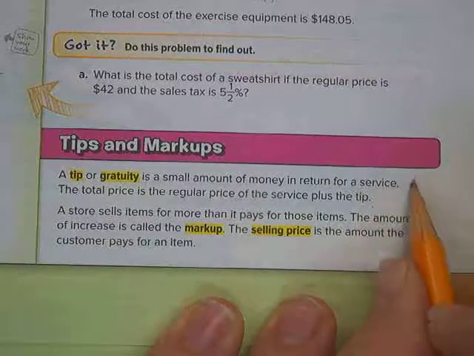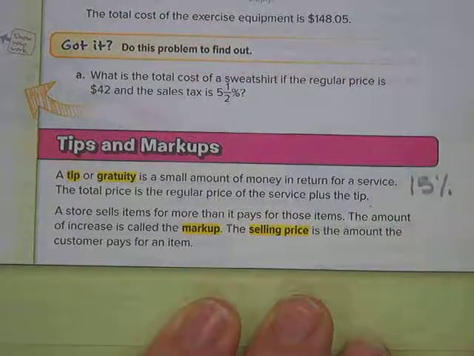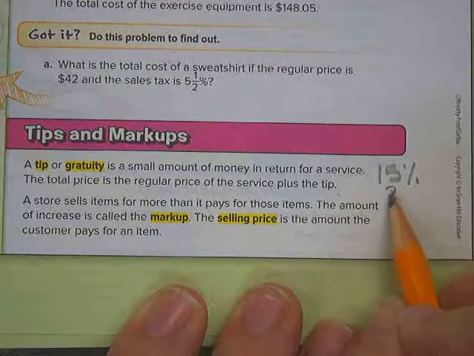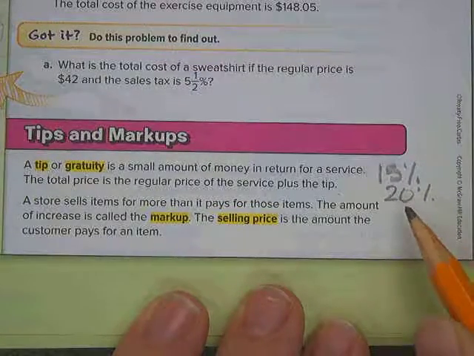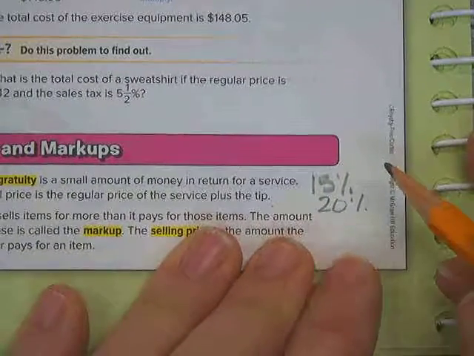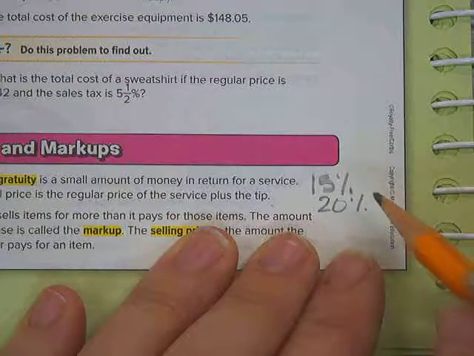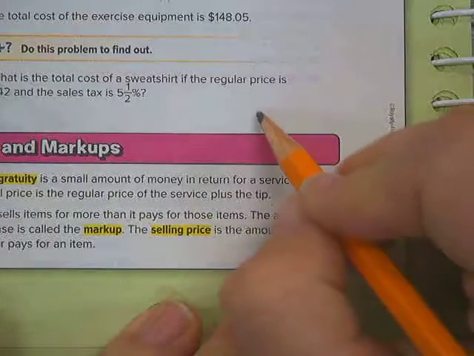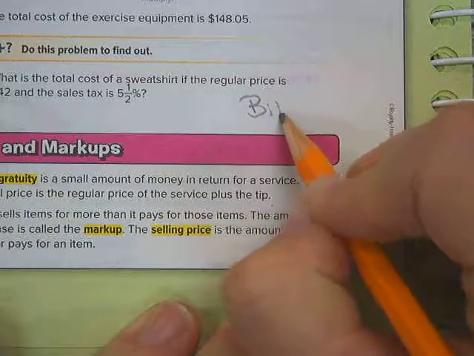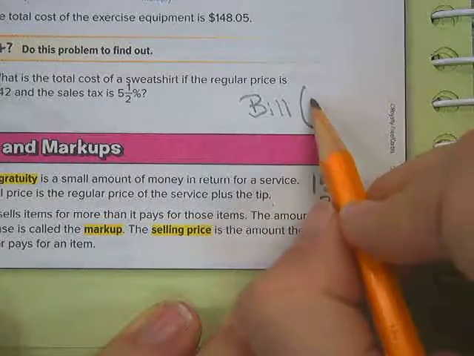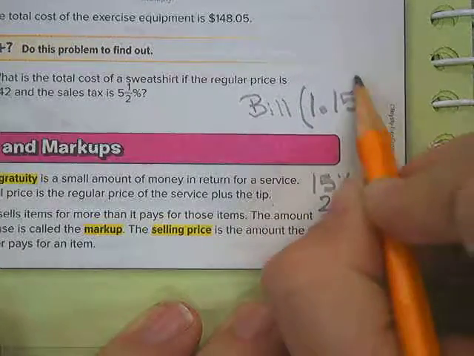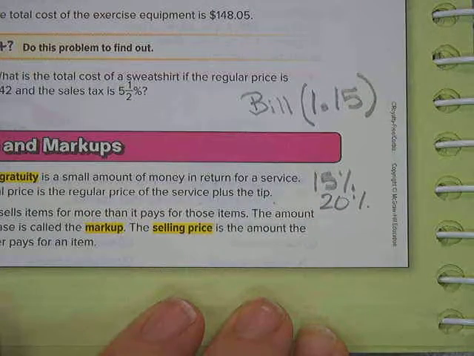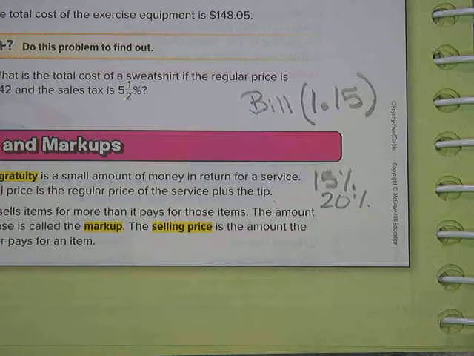Okay, so in most states, 15% tip is about standard. People will tip 20% if it's really good service. So if you have a bill and you want to add 15% to it, you would take your bill, and if you want to add 15%, you're going to multiply by 1.15 to get your total. That will give you your bill amount plus your tip amount all combined into one. So make sure you have these notes.